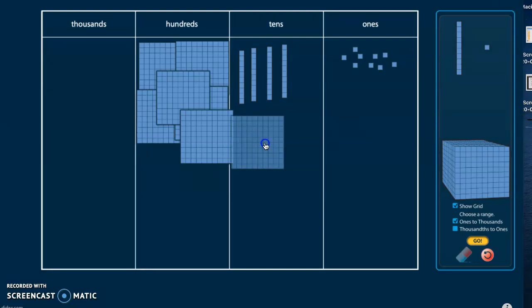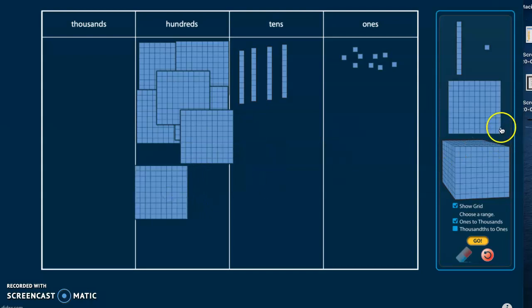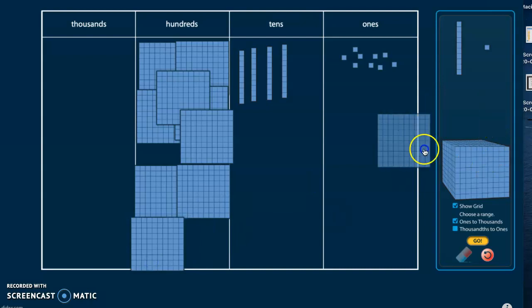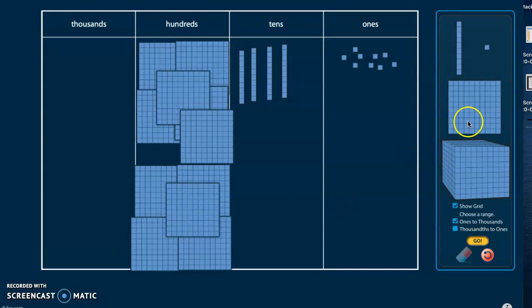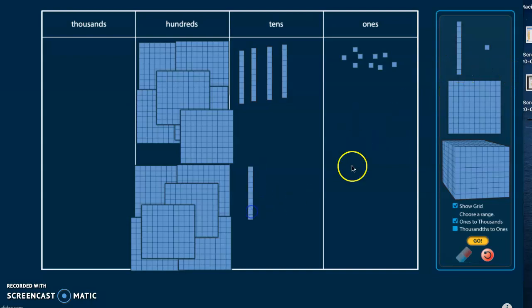So we need another 600s. So 1, 2, 3, 4, 5, 6. Then we need 4 tens. So 1, 2, 3, 4. So which number is bigger? The first number, right, because we have those 9 ones.